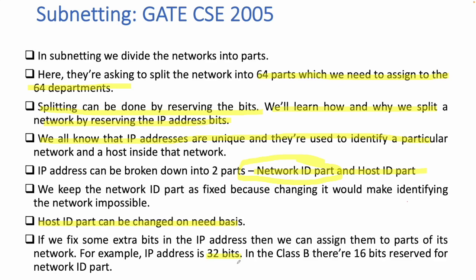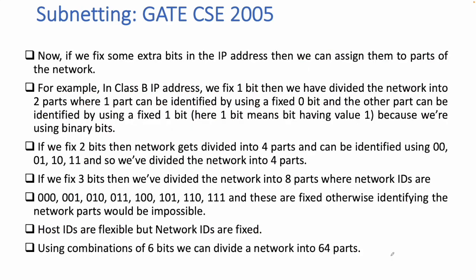Now if you fix some of the bits in this IP address, then they can be assigned to parts of the network. For example, in the Class B network, there are 16 bits reserved for the network ID part. The IP address is made up of 32 bits, so how many bits are remaining for the host ID? 16, right? Now if we fix some extra bits from the host ID part, then we can assign them to the parts of the network.